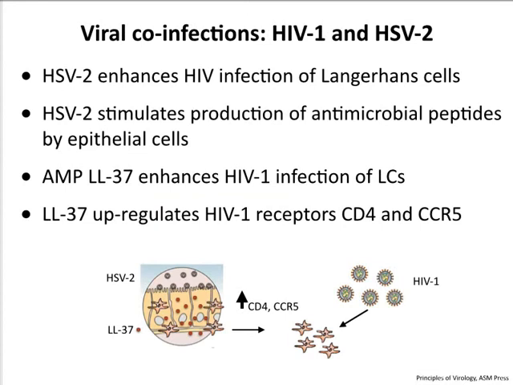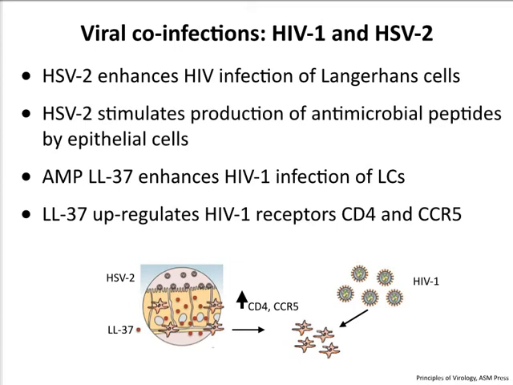Turns out that viral co-infections are a big cause of virulence. So this is an example of a co-infection of HIV and herpes simplex type 2. Herpes simplex type 2 is the genital herpes. It causes lesions. And people with type 2 are always more susceptible to HIV. And the idea was that you have open lesions, of course the virus is going to get in. But it turns out that there's a specific mechanism.